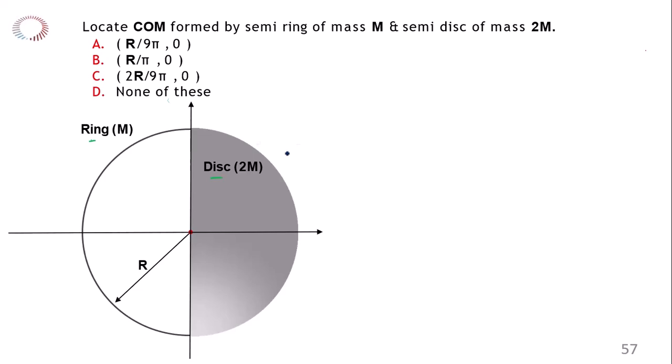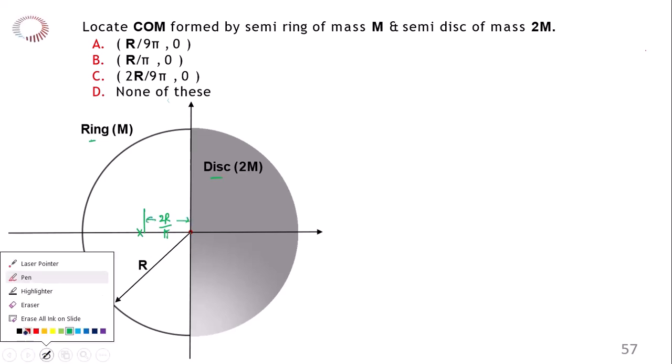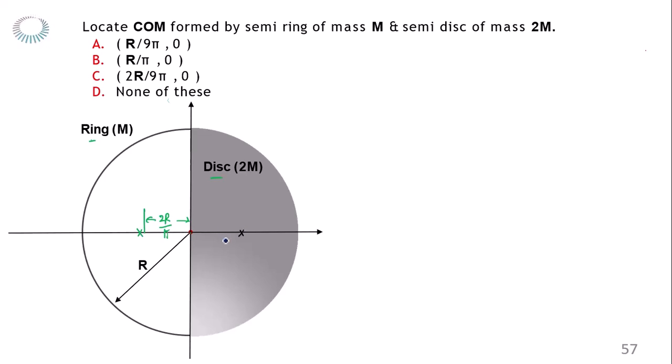For the basic geometry, the ring, I know that the center of mass will be over here at a distance of 2r by pi. So this distance is 2r by pi. And for the disk, it is at a distance of 4r by 3 pi from the origin. Here, this distance is 4r by 3 pi. So now, at this position the 2m mass is concentrated, and at this position the m mass is concentrated.